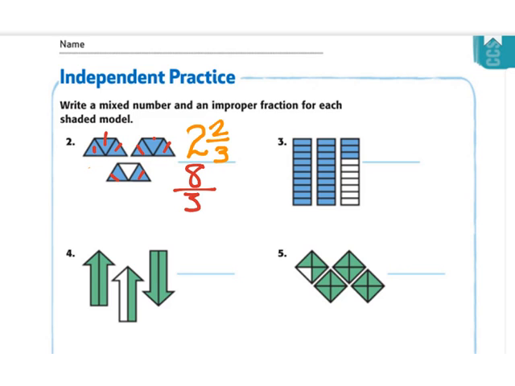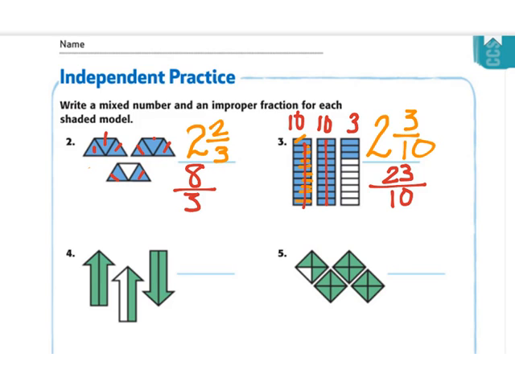Okay, let's do this one. My whole number, how many whole models do I have shaded? I have 2. How many in my partial model do I have shaded? 3. And then how many is in each model? Well, 1, 2, 3, 4, 5, 6, 7, 8, 9, 10. So 2 and 3/10. Improper fraction, how many are shaded? Well, I know this first one has 10, this one has 10, this one has 3. So 10 plus 10 plus 3 is 23. How many is each model divided into? 10, so 23/10.